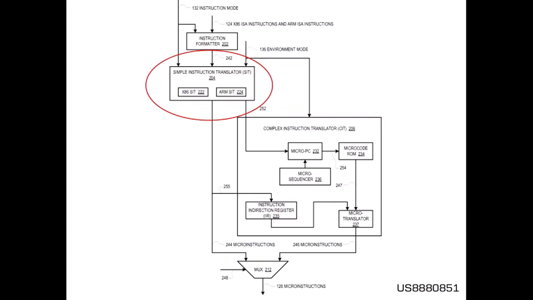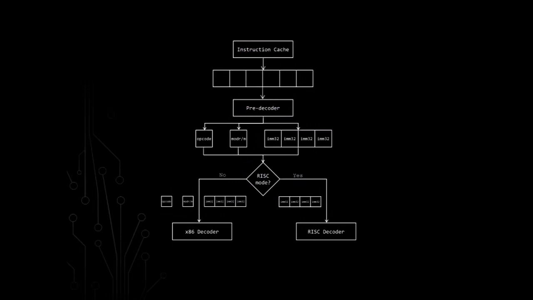I went through a lot of trial and error and a lot of different models for exactly how this would work, and I ended up settling on something like this. An instruction is going to be fetched from the instruction cache, and it's going to go to some x86 pre-decoder that's basically going to break that instruction apart into its basic components. Then those components are going to pass a check. The processor is going to check, has the RISC core been activated with that launch instruction or not?